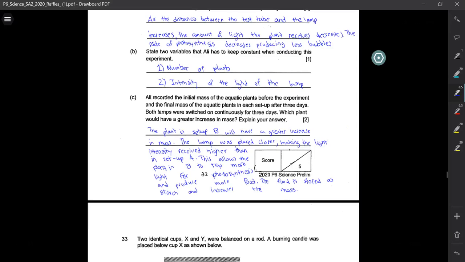So the plant in setup B will have a greater increase in mass, and the lamp was placed closer, making the light intensity received higher than in setup A. And this allows the plant in B to trap more light for photosynthesis and produce more food. The food is stored as starch and increases the mass.